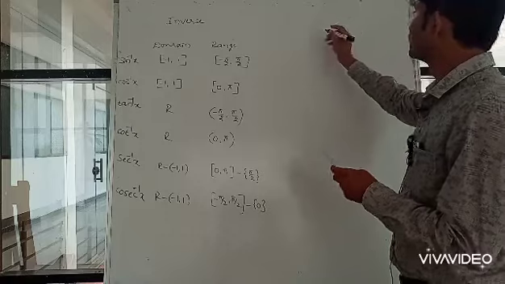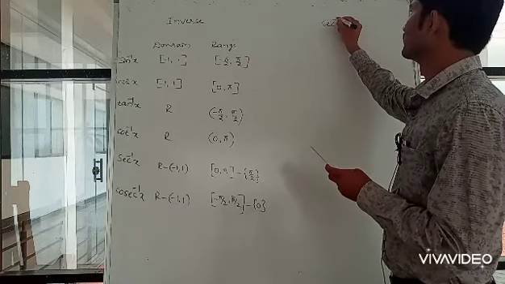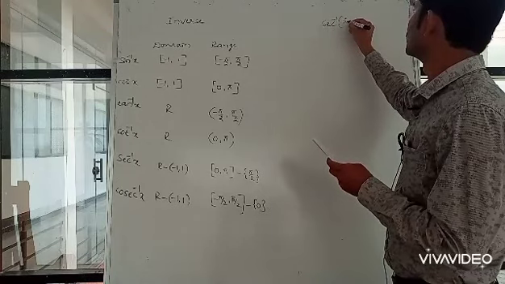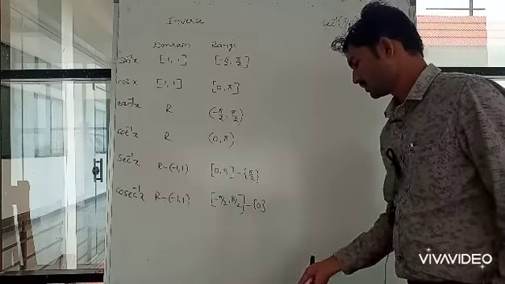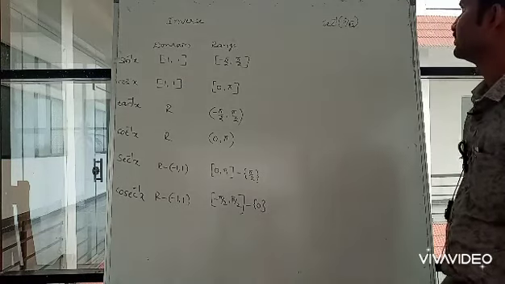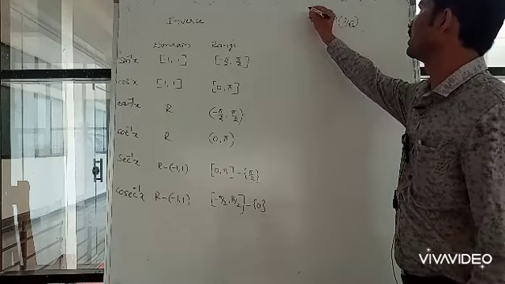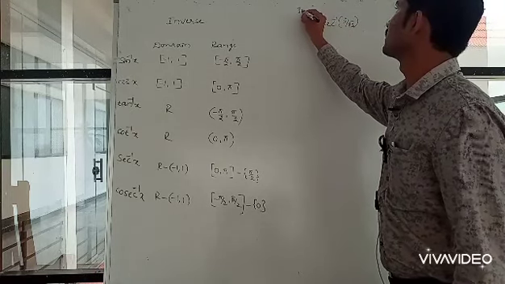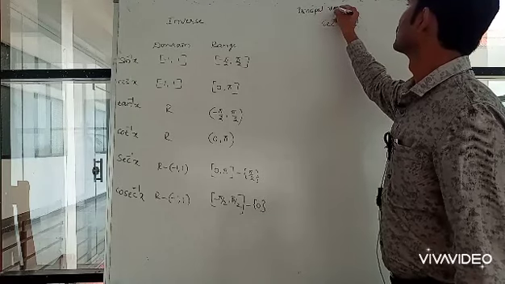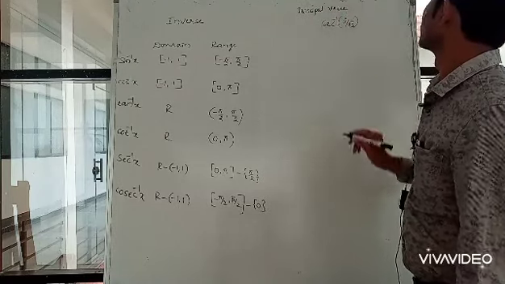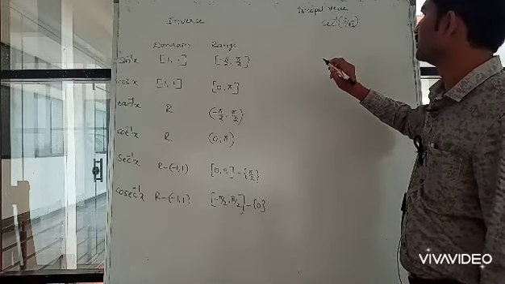So I had given the 7th example, sec inverse of 2/√3. We need to find the principal value. What is the principal value of sec inverse of 2/√3? What is the principal value here?